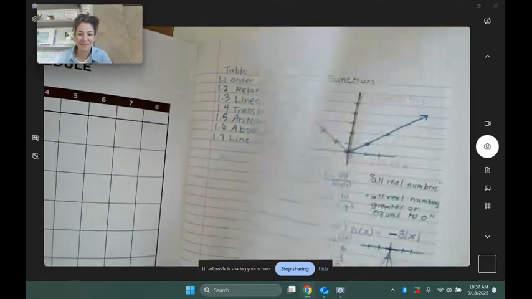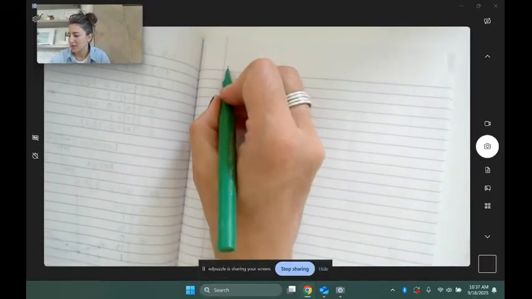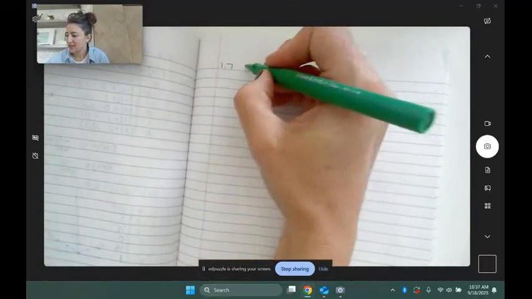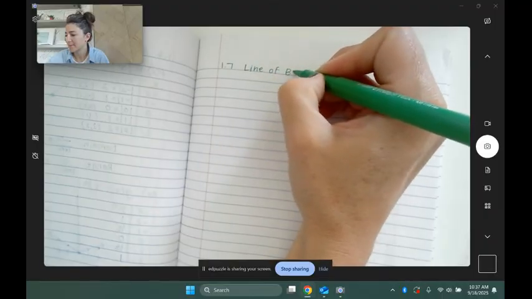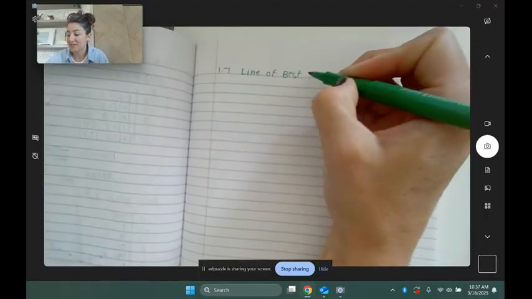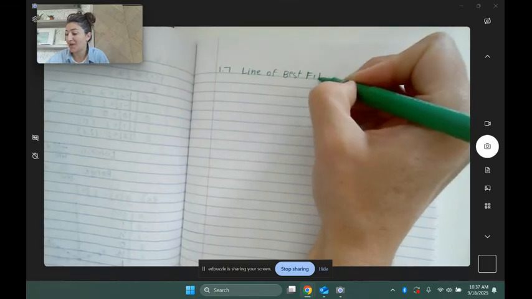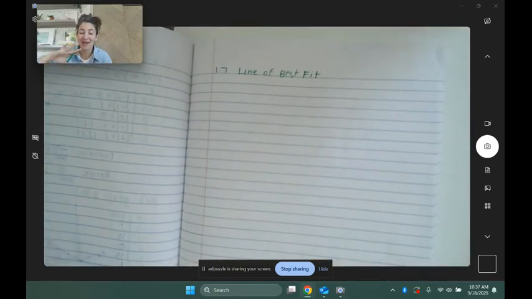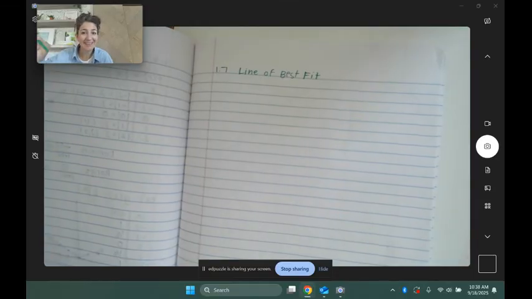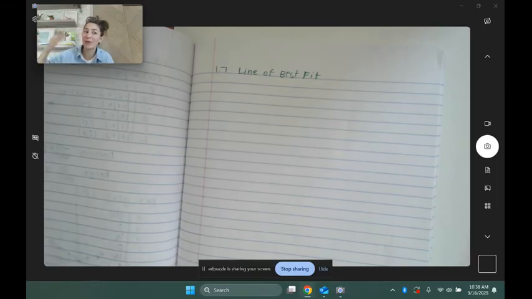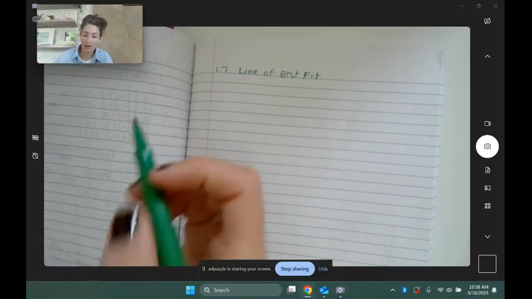Okay, open it up to a blank page. 1.7, the line of best fit. This lesson is exactly what it sounds like. We're going to be given a bunch of data points and draw the line that best goes through most of the points or goes around them.